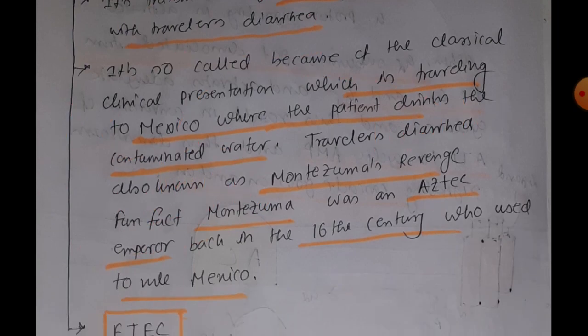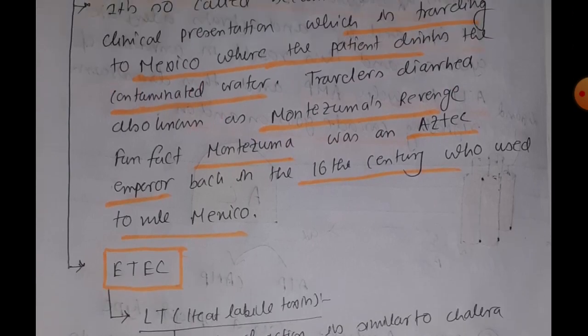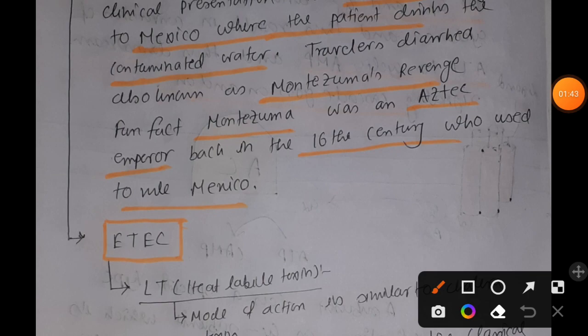Although the actual cause is different, it is so called because of the classical clinical presentation, which is traveling to Mexico, where the patient drinks contaminated water. So traveler's diarrhea is also sometimes known as Montezuma's revenge. This is some historical perspective. You can just remember that enterotoxigenic E. coli is also known as traveler's diarrhea, and as Montezuma's revenge. And what is Montezuma? Montezuma, for information, was an Aztec emperor back in the 16th century who used to rule Mexico.